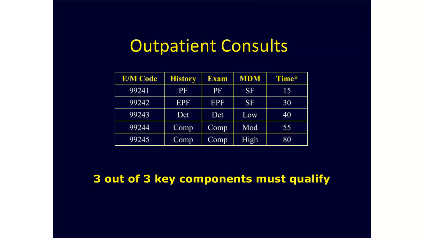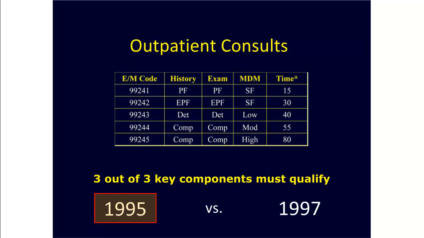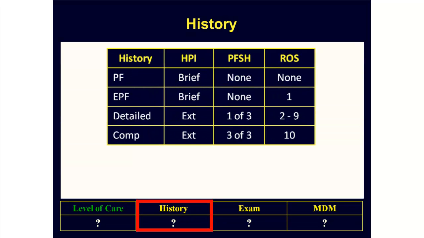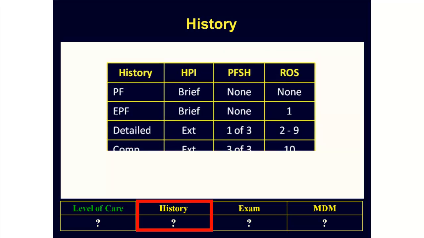For these encounters, 3 out of 3 key components are needed. You can use either the 95 or the 97 rules to complete the encounter. In this case, the 95 rules work out better for the surgeon, so those are the ones we'll use. Starting with the history, this is the table we use to figure out what level of history has been recorded.